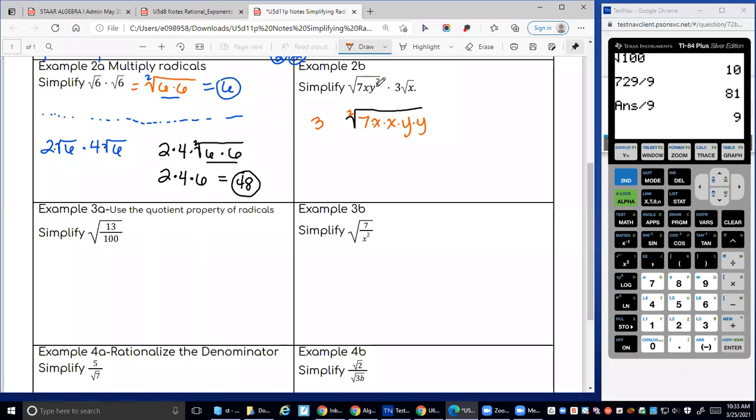All right, so here we talked about how we organize it, right? The 3 was never under the radical. That's the only thing that goes outside. And then everything else was under the radical. We kind of group them together. We have a group here, a group there.